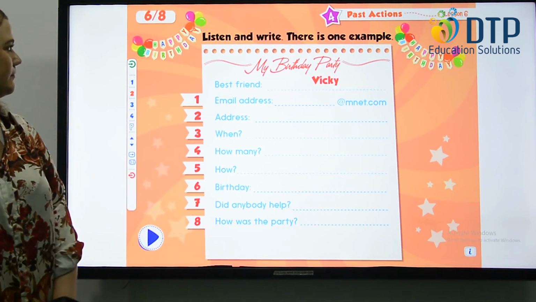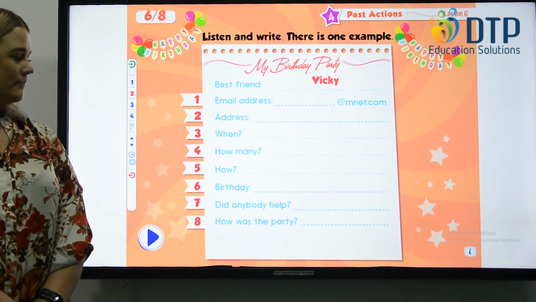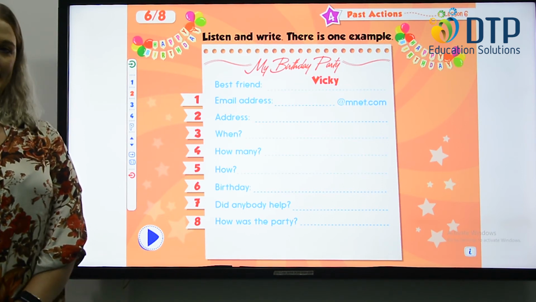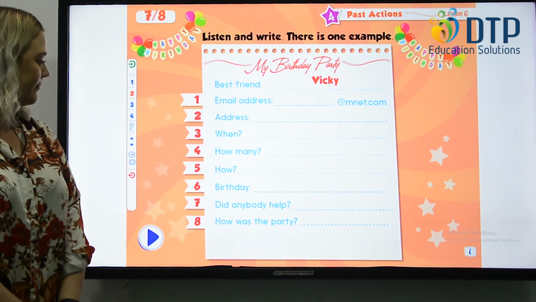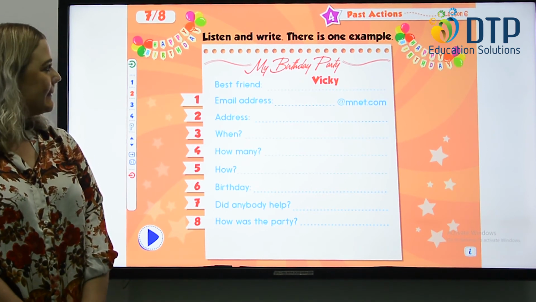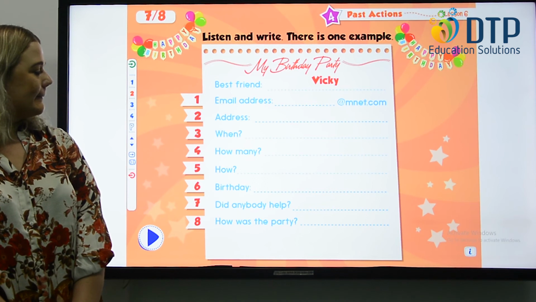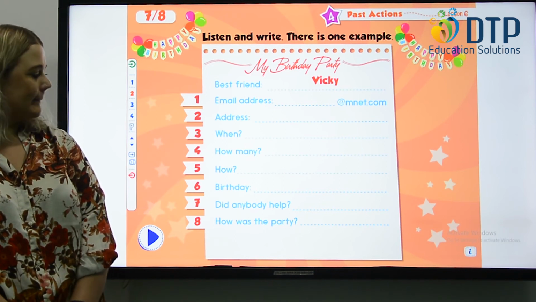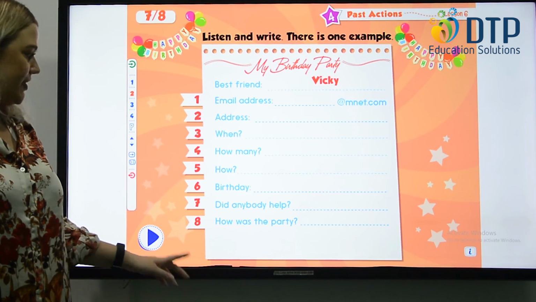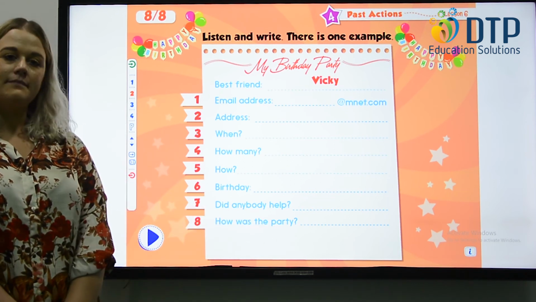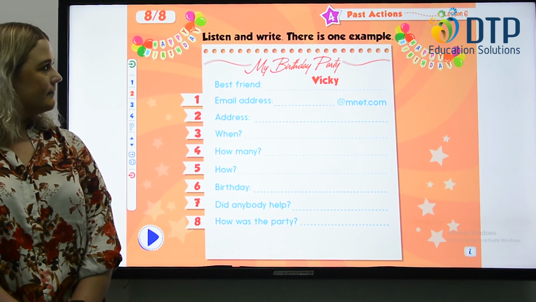Number six. When is your birthday? It's on the 2nd of March. The 7th of March? No, the 2nd of March. Number seven, did anybody help you? Yes, my mother cooked some party food for us. My friends ate it all. It was so delicious. My father helped clean up the house, and I washed all the dishes. And then last question. I am sure everyone had a good time. What did your friends think of the party? They all thought it was a lot of fun.